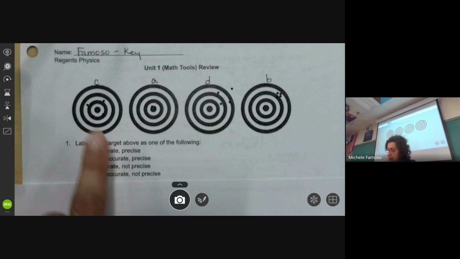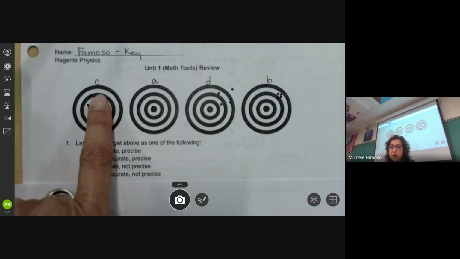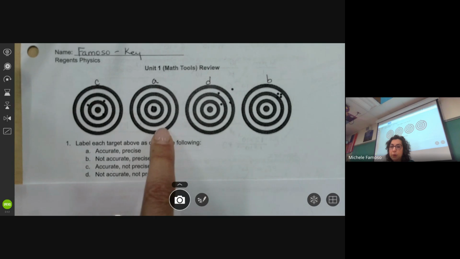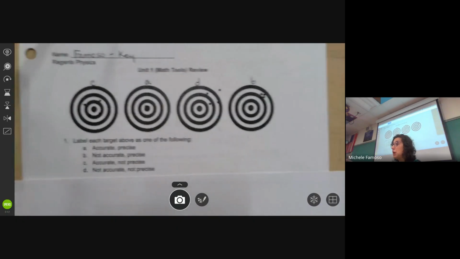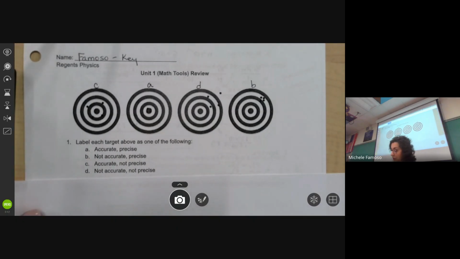Number 1. This bullseye is target C. This bullseye is target A. The next is D. The last one is B. Save all your questions till the end, okay? Let me get your answers to the entire thing first. Number 2, measure the lengths of each of these and how many sig figs are in each.